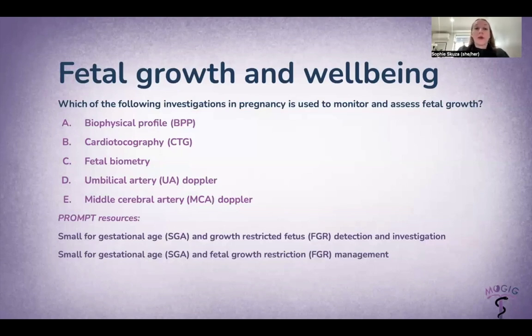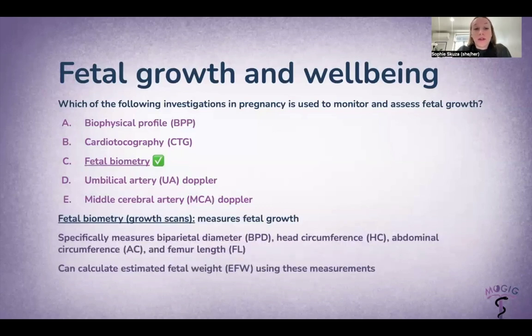So starting off with our question on fetal growth and well-being, we've got which of the following investigations in pregnancy is used to monitor and assess fetal growth? We have A, biophysical profile, B, cardiotocography, C, fetal biometry, D, umbilical artery Doppler, and E, middle cerebral artery Doppler. So the answer to this question is C, fetal biometry.